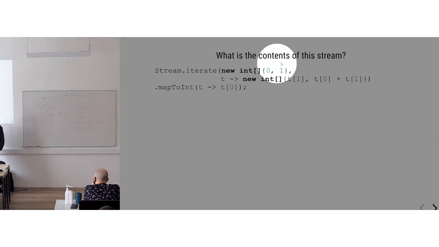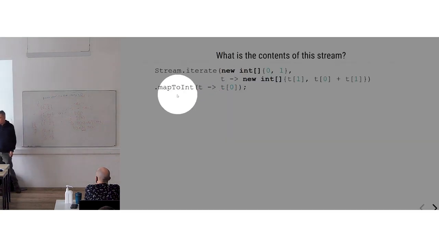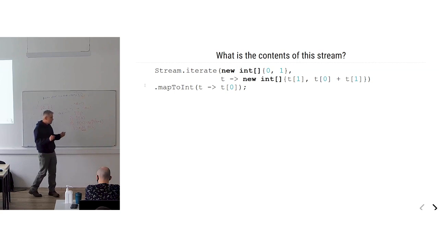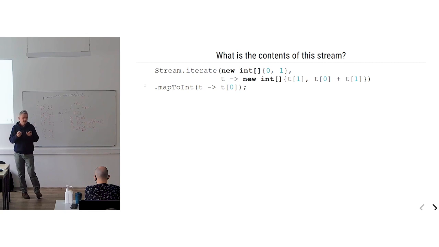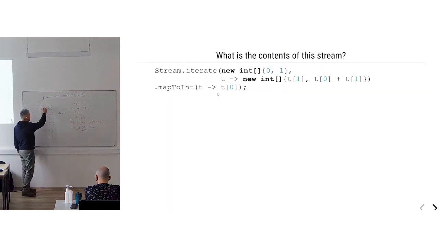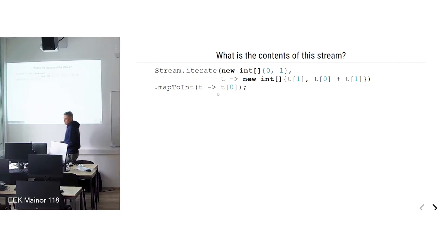At this stage, we have a stream of arrays with two elements, right? But we don't want arrays, we want numbers. So we are using mapToInt, a special method that converts some object into a primitive int, and then we have this IntStream, this stream of primitives. What we are getting is just the first elements of these arrays: 0, 1, 1, 2, 3, 5, and this is the Fibonacci number sequence. So this is how you can produce potentially infinite streams using induction.